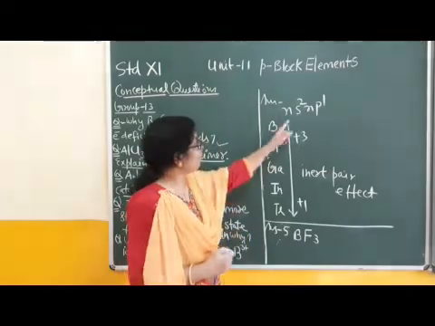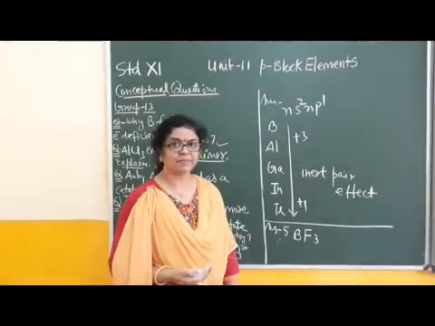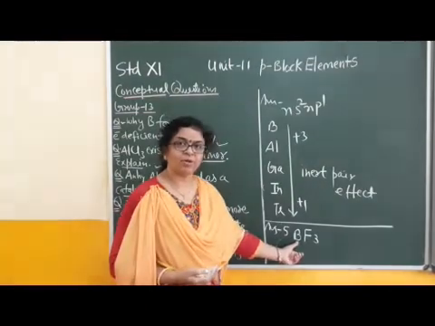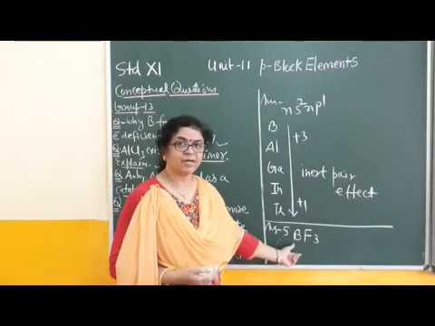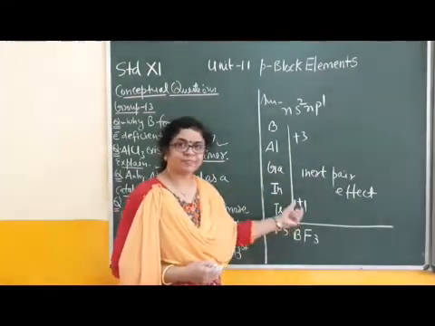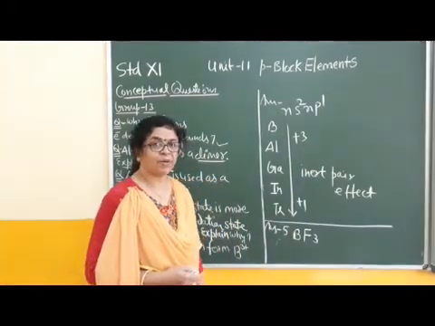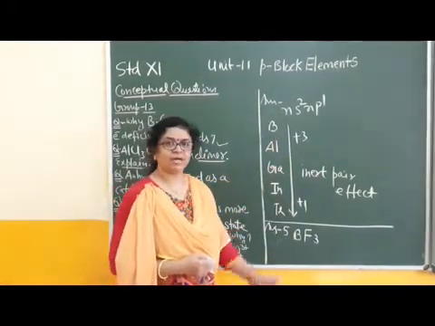Due to sharing of valence electrons, like in BF3. What is the type of chemical bond? Covalent bond. But on moving down the group, there is a change in behavior of compounds from covalent to ionic nature.